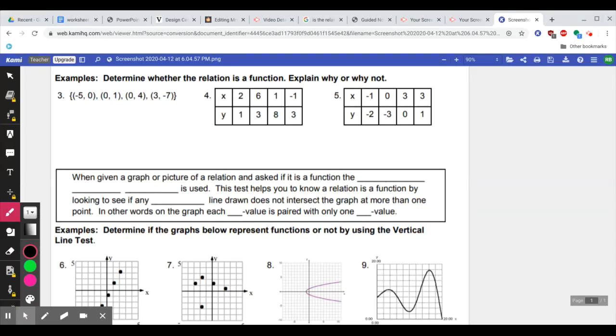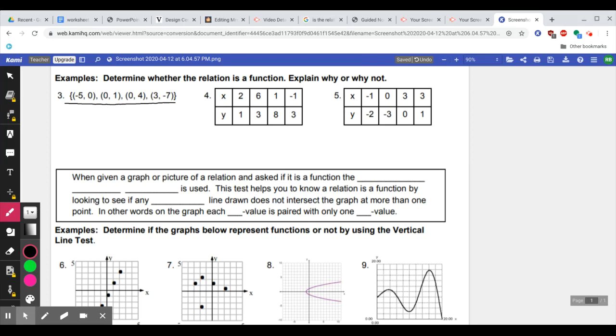All right, so I have some examples here for you. It's to tell whether a relation is a function or not. And we have several different examples of it. So, for example, number 3 talks about a set of coordinates. Number 4 and number 5 are tables, and 6, 7, 8, and 9 are graphs. So what we're going to do is take one at a time and go through them.